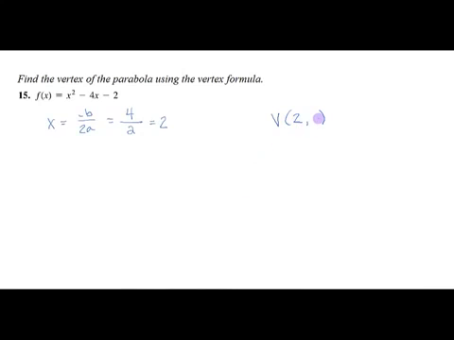Now to find the y part, we'll simply take the x that we got, put it into the function, and then simplify, and that will be our y part of the vertex. So we get 2 squared is 4, minus 4 times 2, which is 8, minus 2. 4 minus 8 is negative 4, minus 2 is negative 6. So here we have the vertex of that parabola.